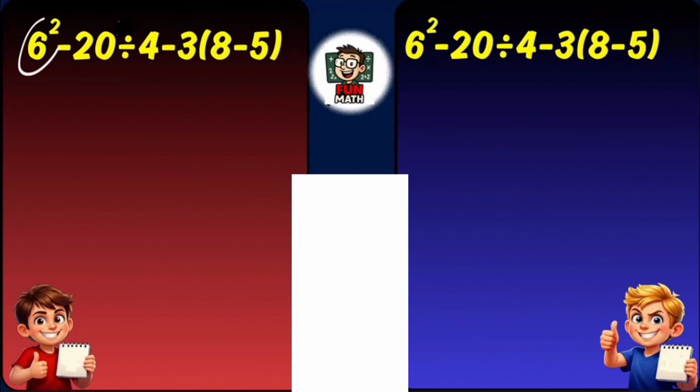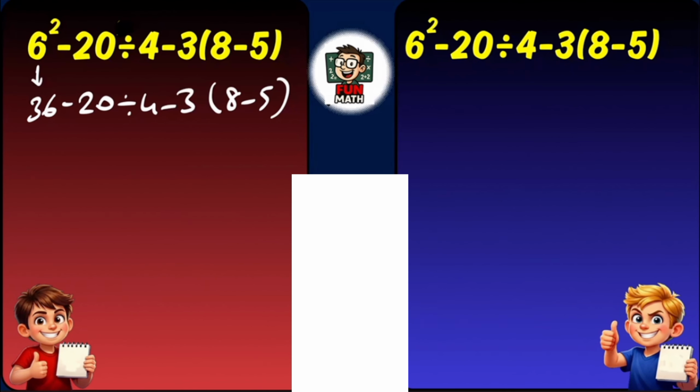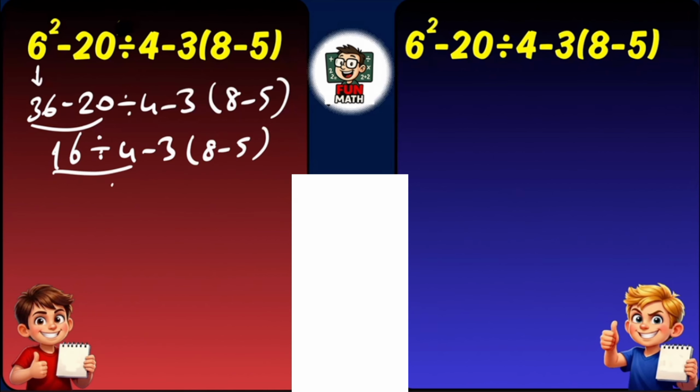First, exponent: 6 power 2, 6 times 6 equals 36. Now subtraction: 36 minus 20 equals 16. Now division: 16 divided by 4 equals 4. Now subtraction: 4 minus 3 equals 1.